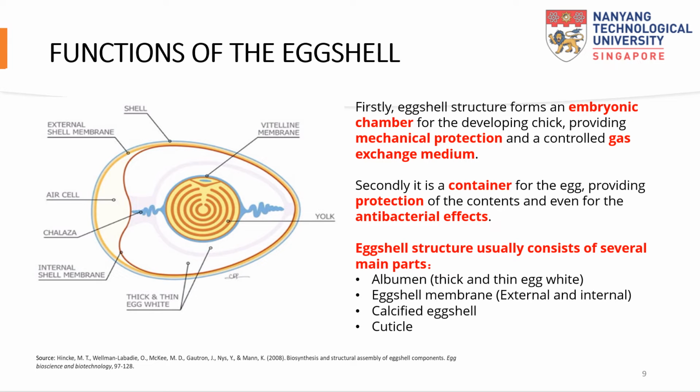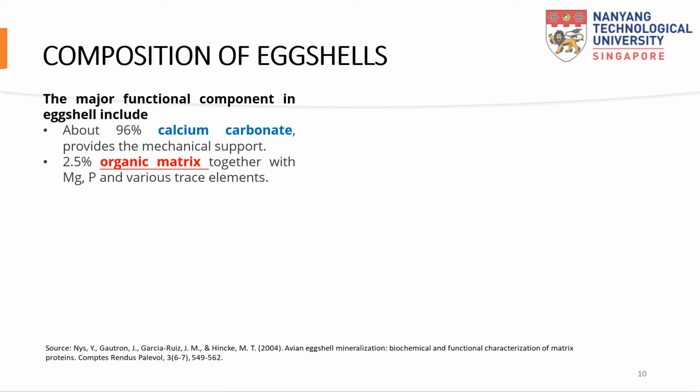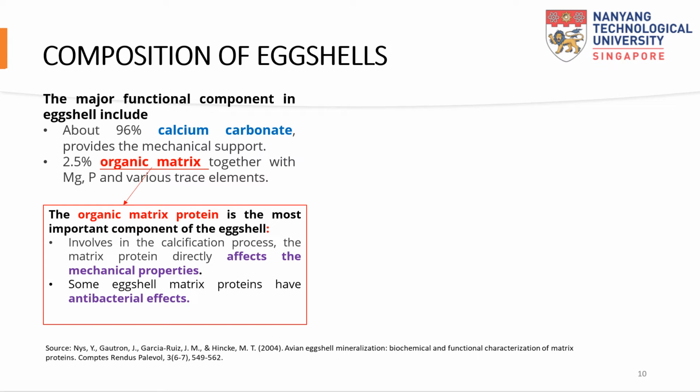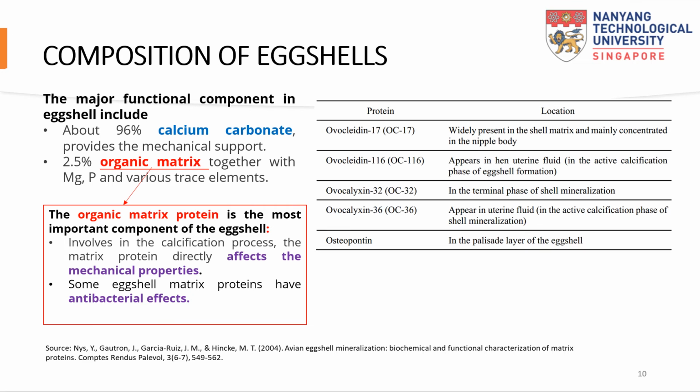Eggshell structure usually consists of several main parts: albumen, eggshell membranes, calcified eggshell, and cuticle. The major composition in eggshell is about 96% calcium carbonate to provide the mechanical support. The rest includes 2.5% organic matrix together with magnesium, phosphorus, and various trace elements. The organic matrix is the most important component of the eggshell. It is involved in the process of eggshell calcification and directly affects the mechanical property of the eggshell. Additionally, some eggshell matrix proteins have antibacterial effects. Referring to this table as an example, a couple of typical proteins are shown.